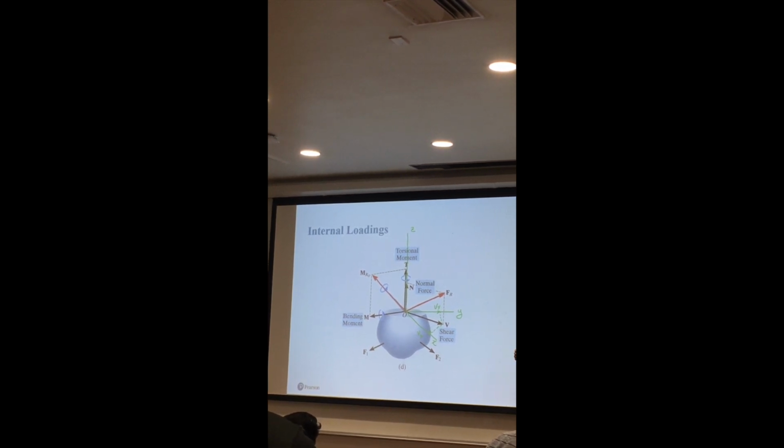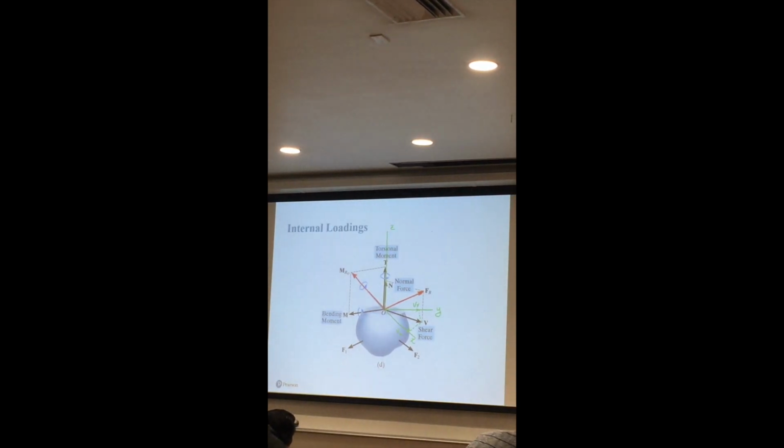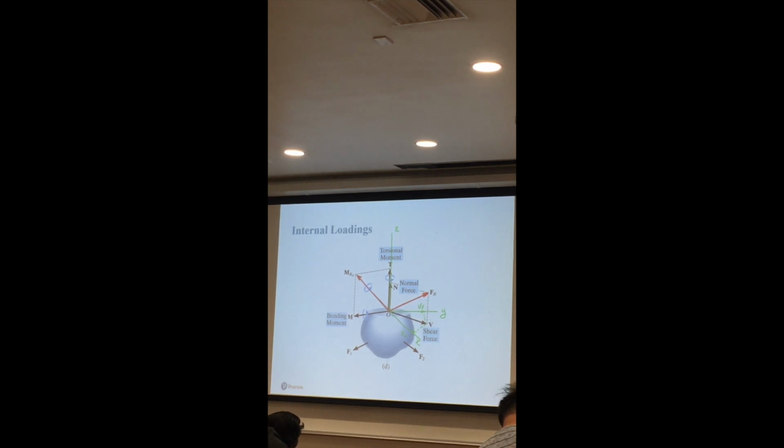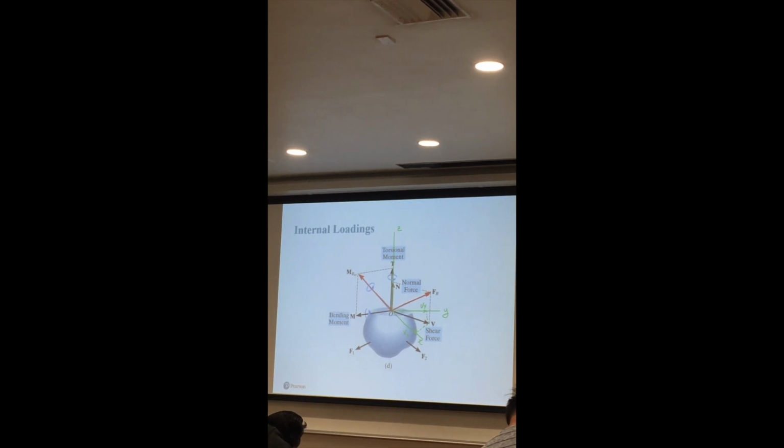Again, this is the vector T, meaning it's applying rotation counterclockwise, but along that plane, right? So I want to open the lid here. What do I do? That's exactly what's happening, right? That's MZ or whatever T we call it. It's twisting. So it's in this plane, right? The vector of it is this one. That's the torsional moment, and it twists.